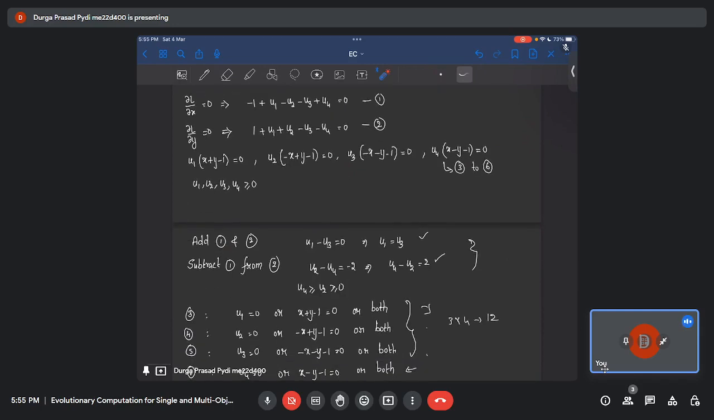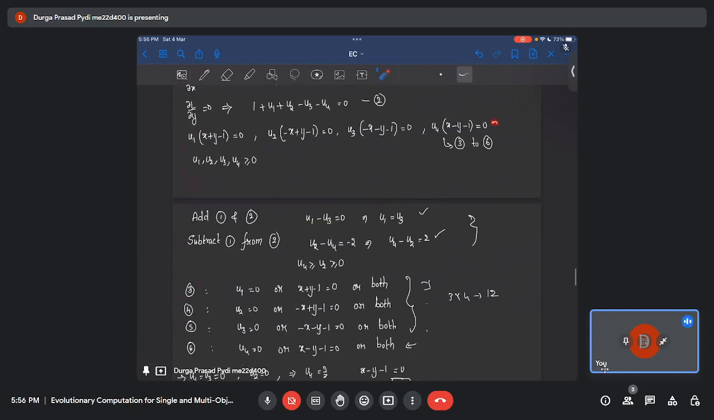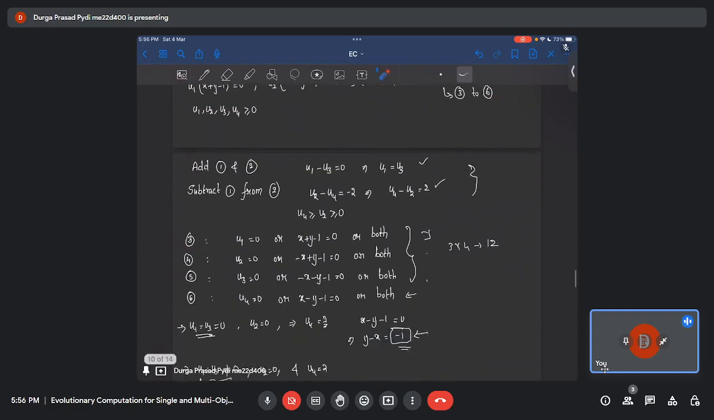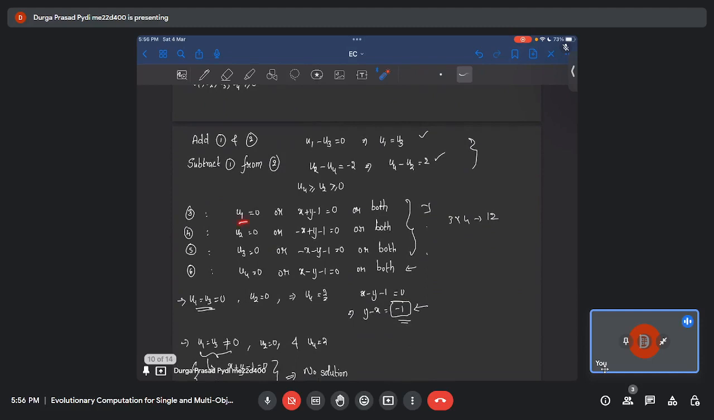Then we solve one by one. In this particular scenario, if you add equations 1 and 2, you get u1 equal to u3. Similarly, if you subtract 1 from 2, you get another equation which says u4 minus u2 should be 2. And we already know that u4 and u2 can only be positive numbers, so u4 should be greater than or equal to u2, which should be greater than or equal to 0. And all the equations from 3 to 6 essentially boil down to these conditions: either u1 equal to 0 or g1 equal to 0, or both of them equal to 0. Similarly, u2 g2, u3 g3, u4 g4.